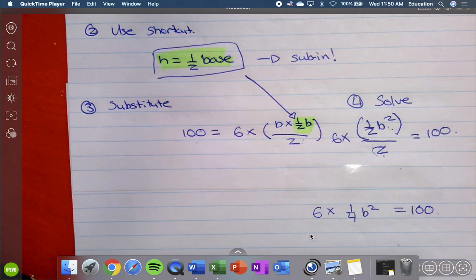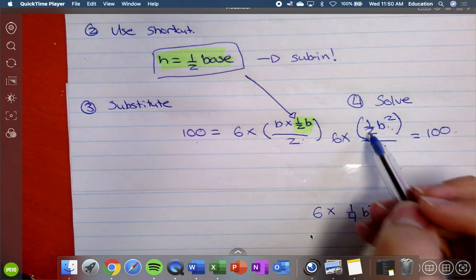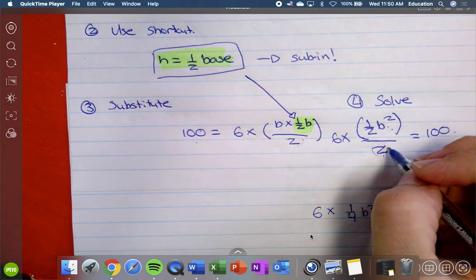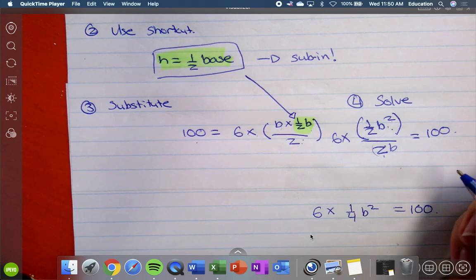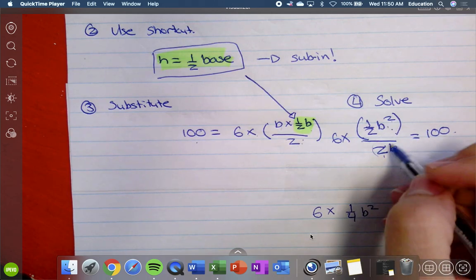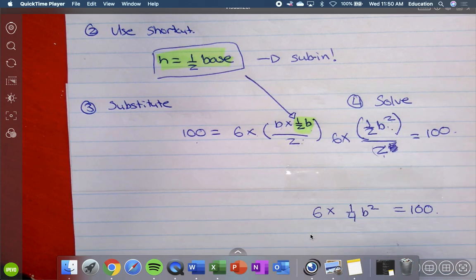Well, technically it is, but if you take base squared divided by 2, you would get half of base squared, right? But here it's half of base squared divided by 2. It doesn't change the exponent. If it was divided by 2b, then yes, you would divide the b's. But that's arithmetic.